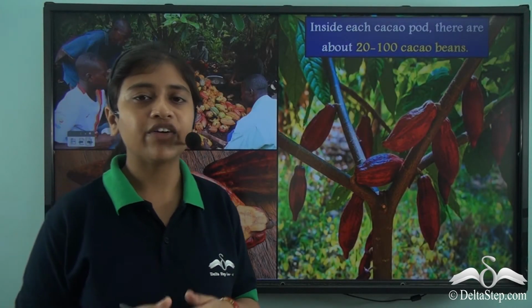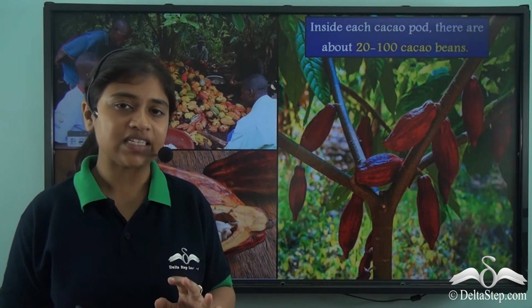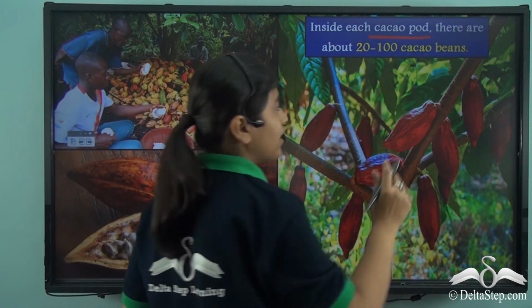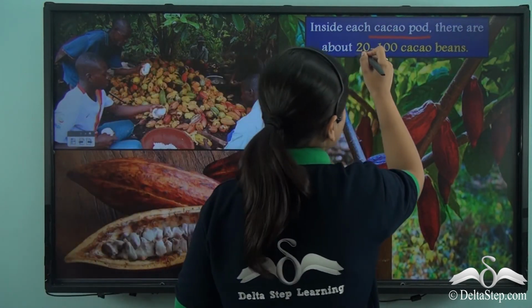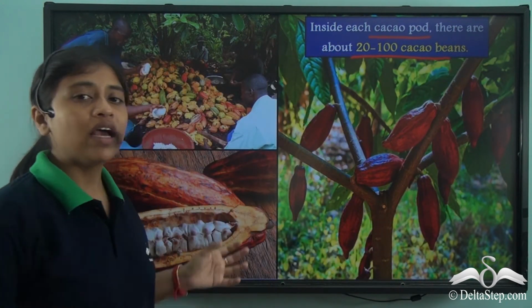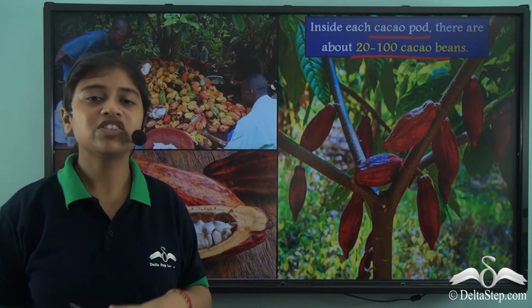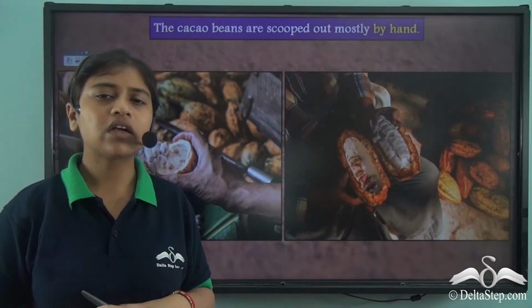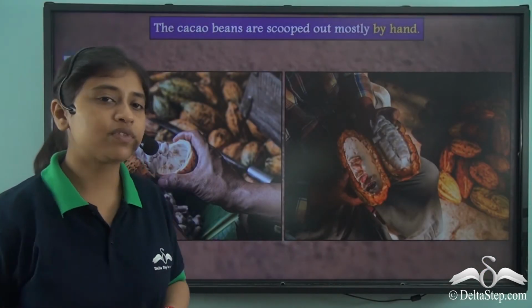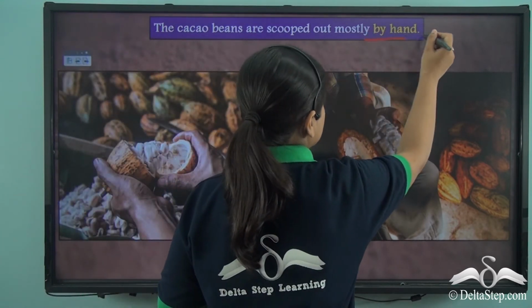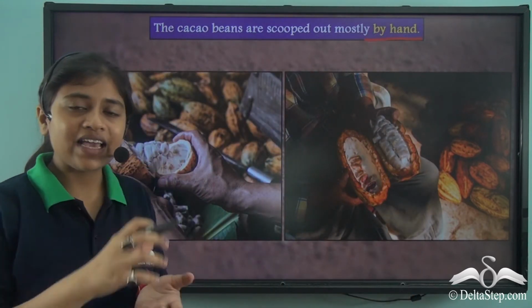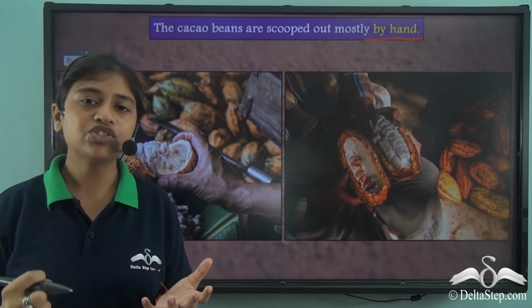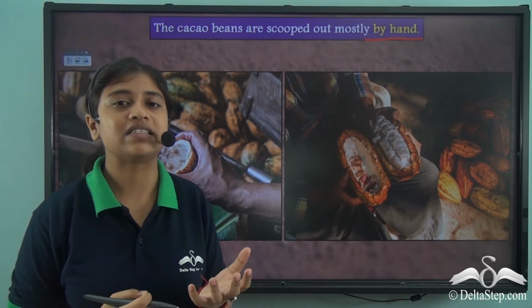Now after they are fully mature and the fruits are ready, it is seen that inside each cacao pod there are around 20 to 100 cacao beans. So each pod provides us with so many cacao beans. Now the cacao beans are generally scooped out by hand. They take out or scoop out the cacao beans from the cacao pod, usually with the help of hand. So it is done manually.